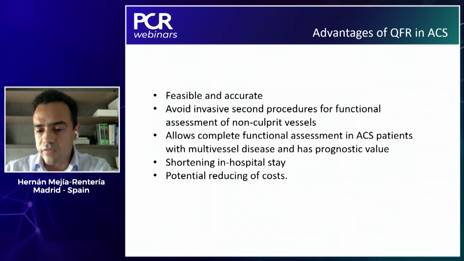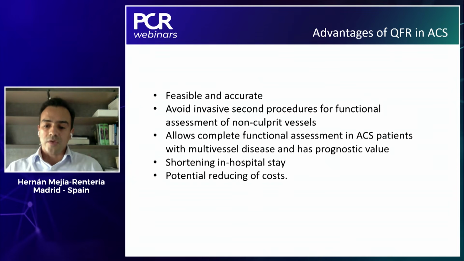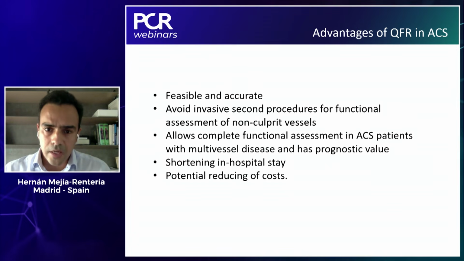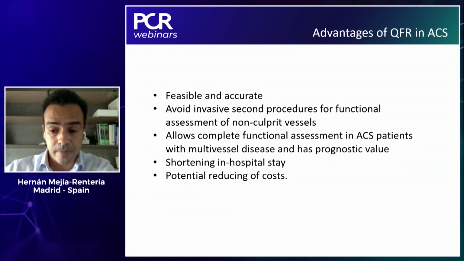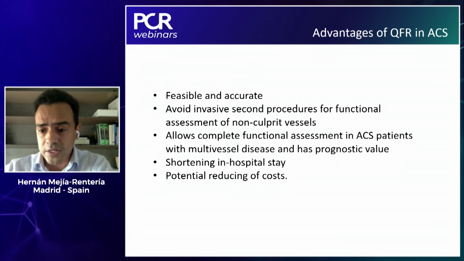So I think that functional angiography with QFR in the setting of acute coronary syndromes is feasible and accurate, helps in avoiding invasive second procedures after successful PCI of the culprit vessel, and allows a complete functional assessment in patients with multivessel disease with a demonstrated prognostic value, as reported previously by Dr. Leisner with this fantastic study recently published with a pan-coronary QFR assessment. QFR may shorten in-hospital stay and therefore may reduce the healthcare costs.